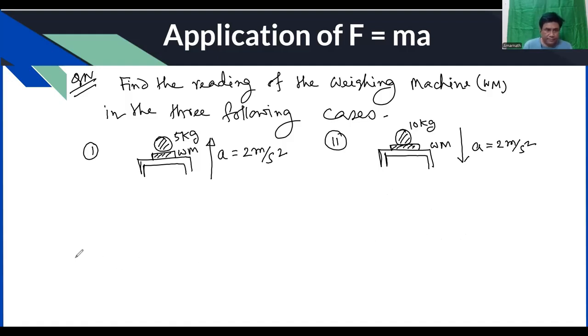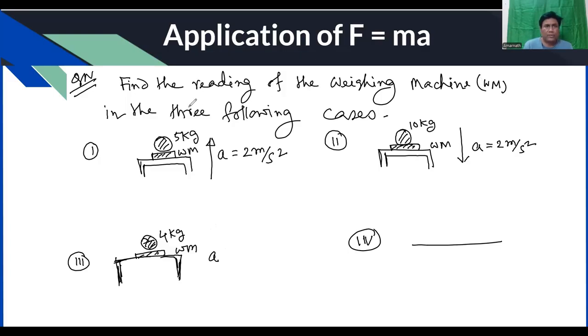The reading of the weighing machine. And the third case is, this is the weighing machine and this is the object, say 4 kg. But it has no acceleration. Nothing is given means acceleration is 0. It is stationary only now. And this is the fourth question. Find the reading of the weighing machine, all the 4 cases you take.